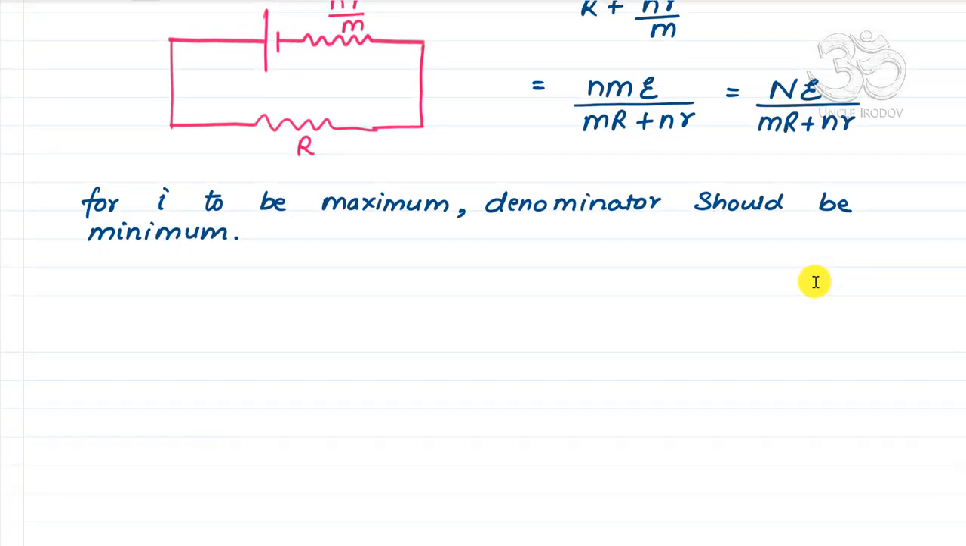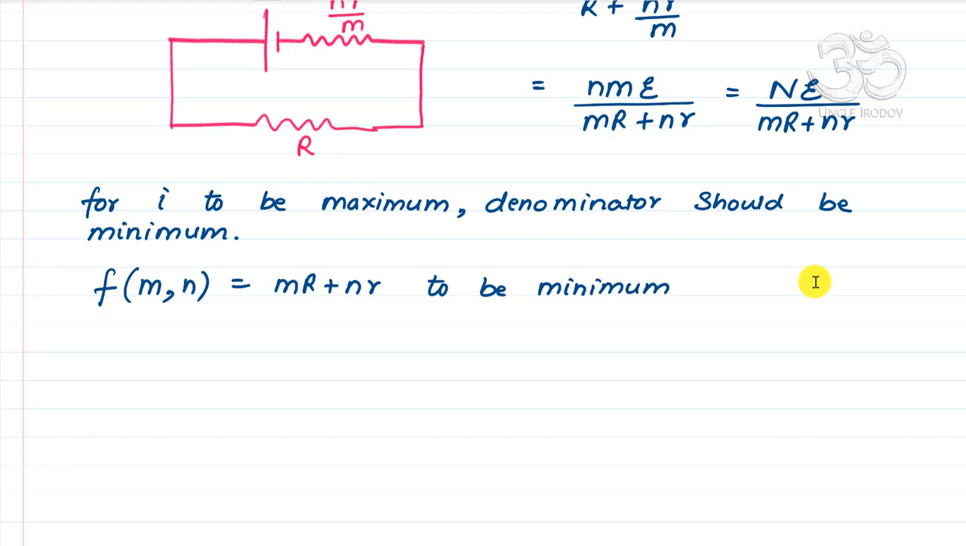And then this problem can be solved in two different ways. There is the usual method of finding out the derivative and so on. So what I want is a function of m and n, which is mR plus nr, to be minimum for fixed values of big R and small r. So I can treat small r and big R as constants, and because it's a function involving two variables and we have no clue how to perform minimization of a function of two variables, we will have to somehow convert this into a form where it is a function of only one variable.